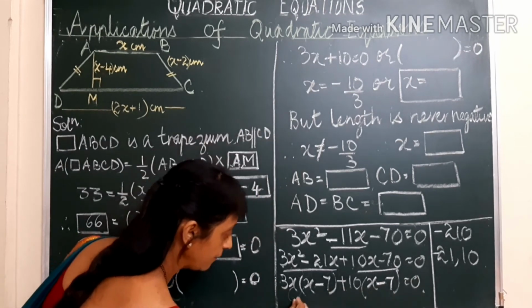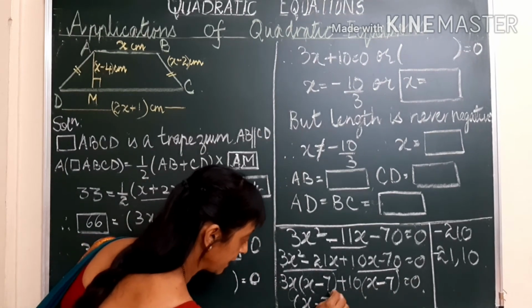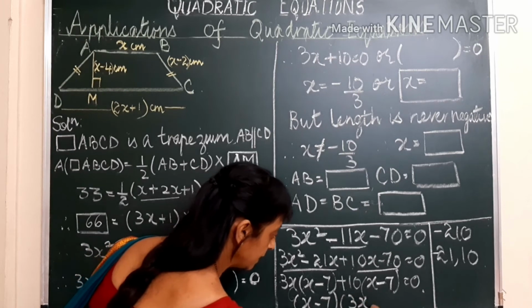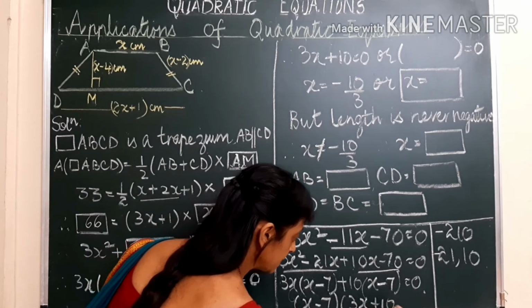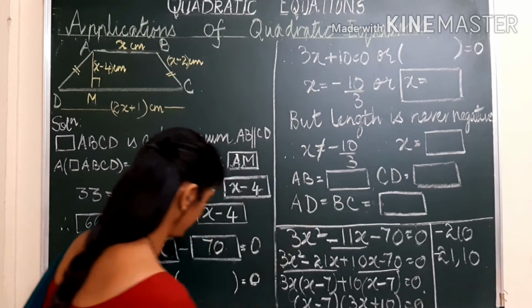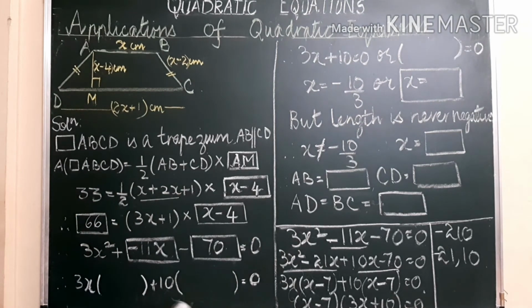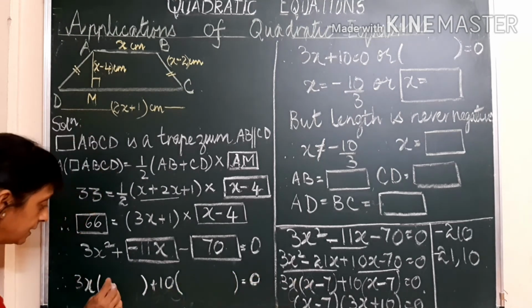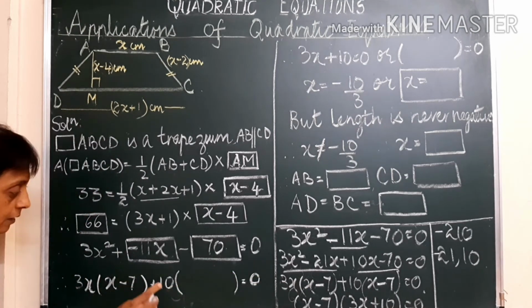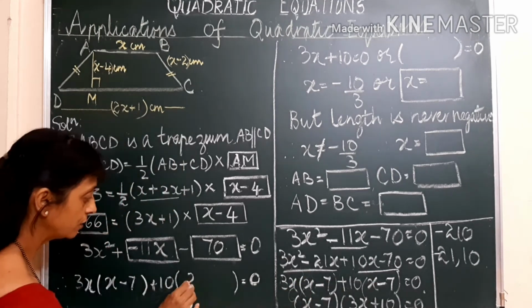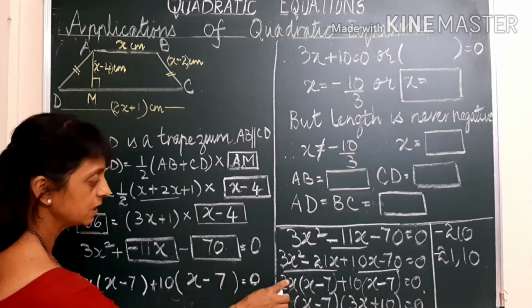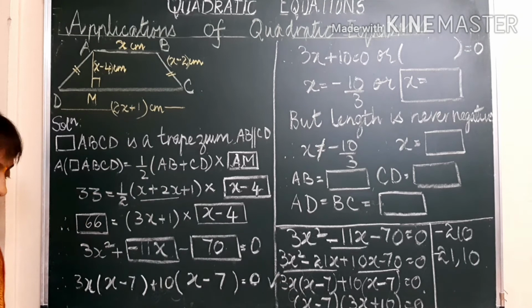So what do you have? In one bracket x minus 7, in the other bracket x, 3x plus 10 is equal to 0. Let's see if we get over here, children. Which step do they want? They want the earlier step. 3x into x minus 7 plus 10 into x minus 7, which is equal to 0. So we are done with the earlier step.